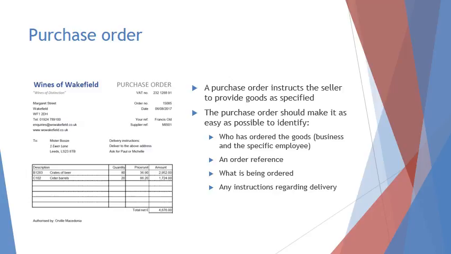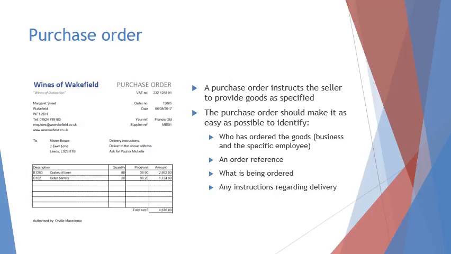What the purchaser is wanting to achieve by sending this purchase order is to make sure that the right goods are delivered and sent to them. So it's got to make the following points easy to identify. We want to make sure that it's clear who has ordered the goods, both in terms of the business and the specific employee. We'll include an order reference. That way, if there's any queries, the seller can easily contact the buyer and make sure that they're both talking about the same order.